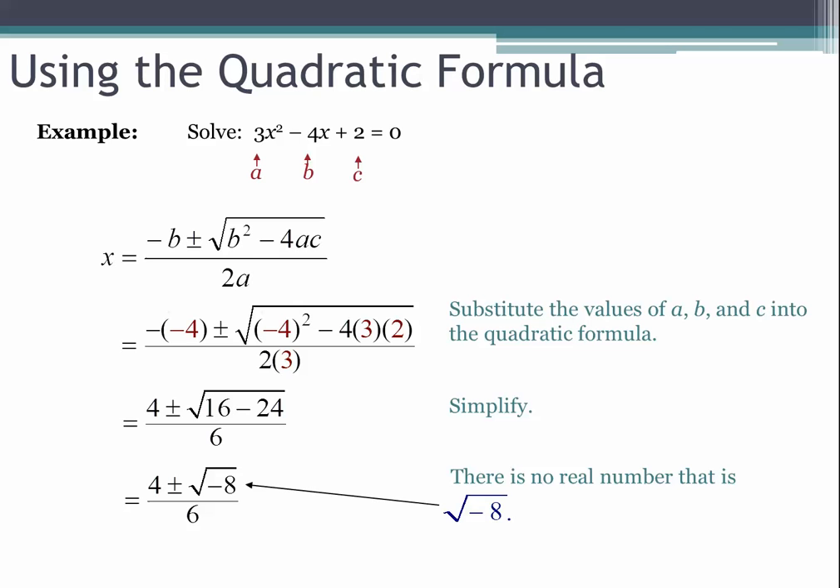If we had used the discriminant first, we would not have gone through the trouble of using the quadratic formula because we would already know that the discriminant is negative, meaning there's no real solution. So while the discriminant does not tell us what the solutions are, it just simply lets us know if there are solutions to the quadratic equation. And if so, how many and what type are they?